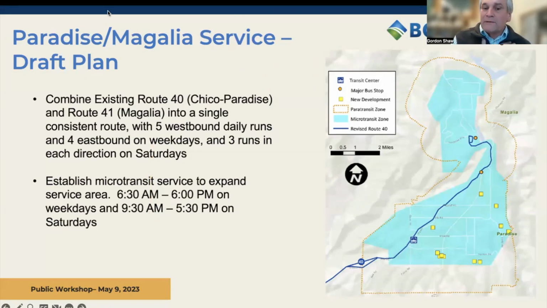First of all, we looked at the 2 fixed routes, and kind of an aha moment was when we saw that the longer route to Magalia actually had more riders per hour of service than the short route that loops around in Paradise and heads back down the hill. And thinking about the long-term plan here, we feel it's best to combine those two into one route so that all of the services go through the whole corridor.